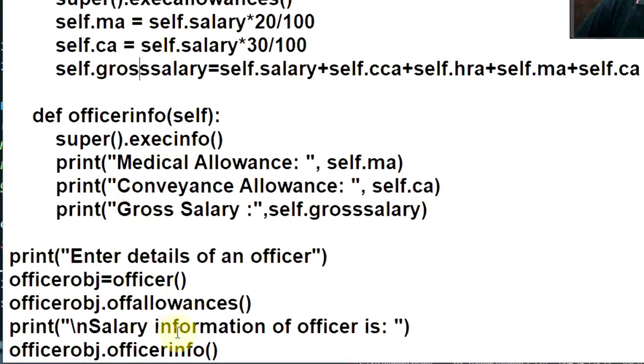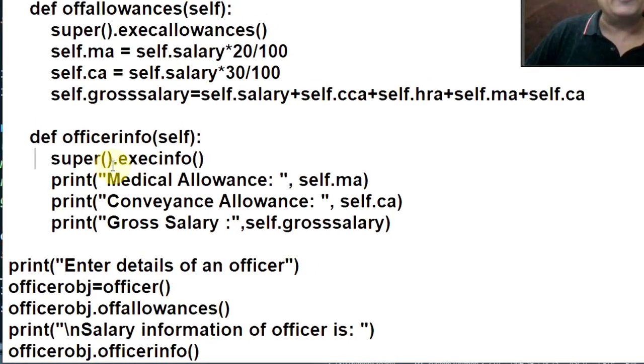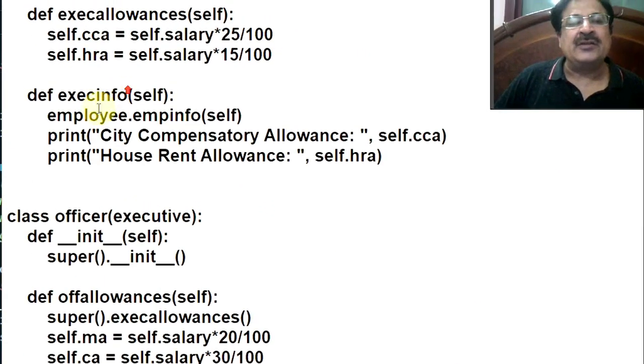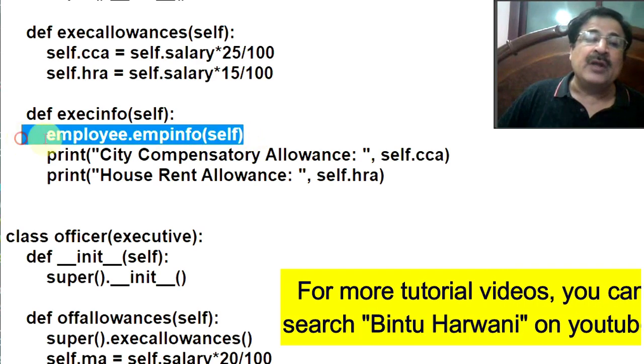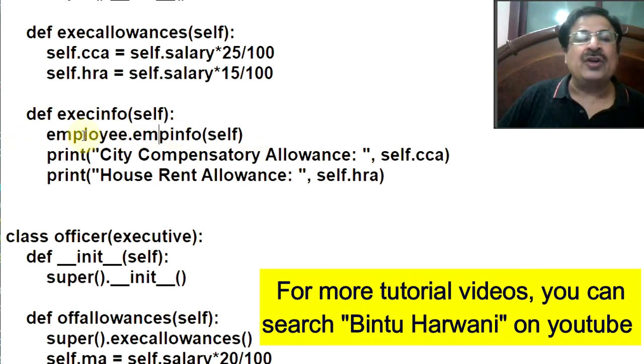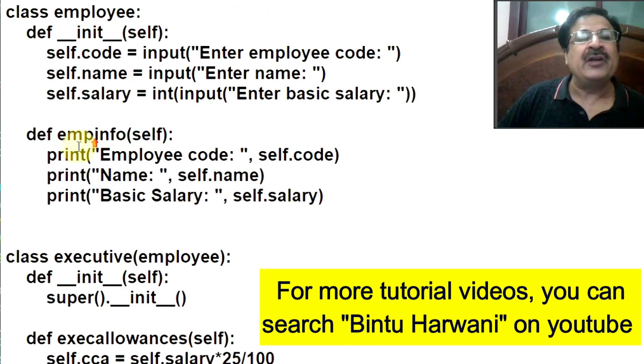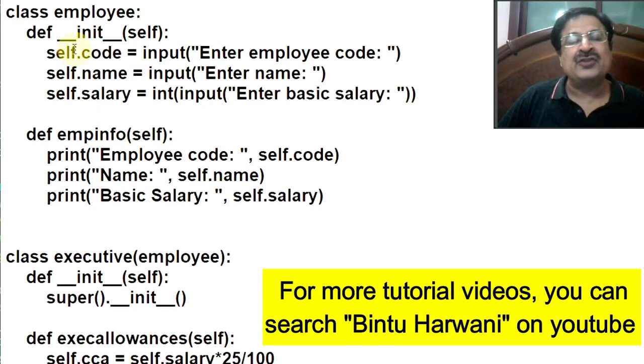After that, the control will jump here. A statement will be displayed on the screen: salary information of officer is. And the officer info function of officer class is invoked. Control will come over here. You are invoking the exec info function of superclass. Executive is the superclass, so this exec info function will be invoked. Here you are invoking the EMP info function of the employee class. Control will come over here. This is the EMP info function of the employee class.